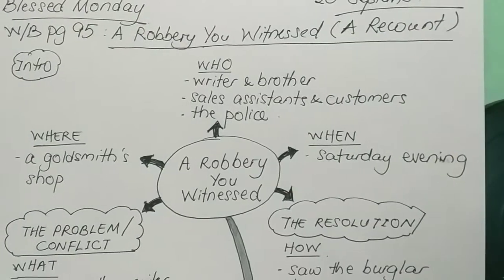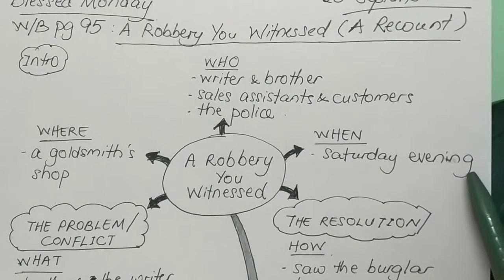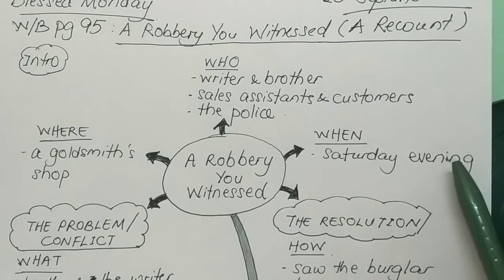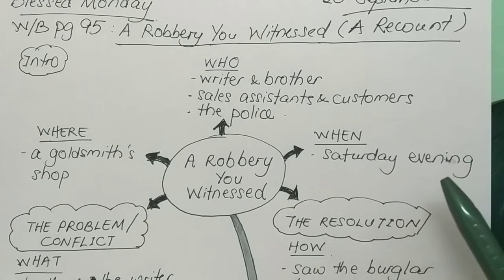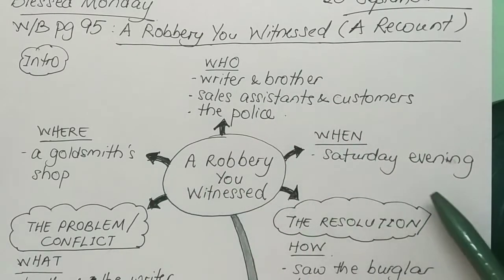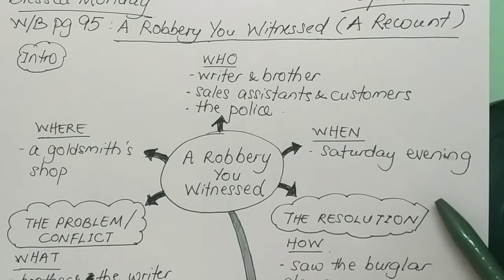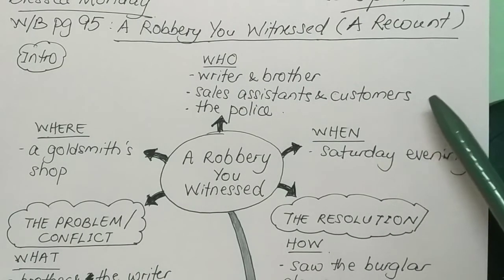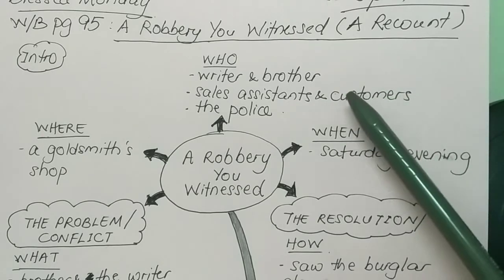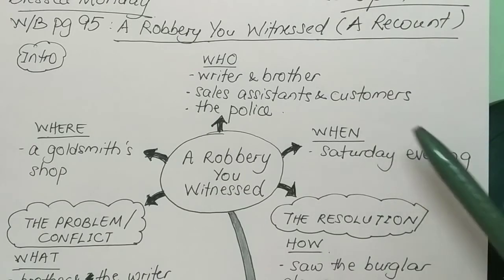Let's go through this concept map. Here, this is the introduction, whereby you need to learn how to write an essay on a recount and what are the elements that you need to put in. So here, who, where, and when will be the first things that you need to take note of. And for who is involved in the recount, there will be you yourself, the writer, and the brother, sales assistants and customers, and the police.